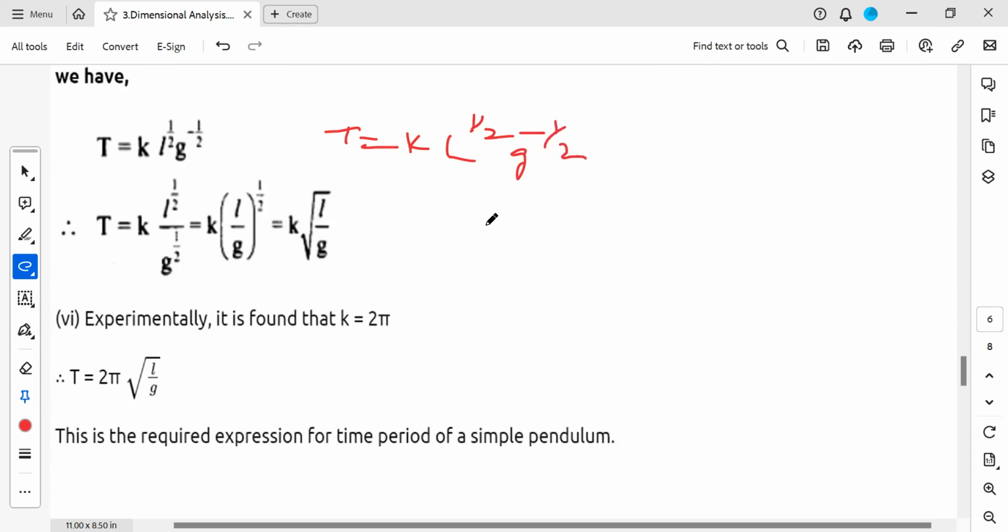So here that can be written as T is equal to k into L power 1 by 2, which is called the root of L by g.